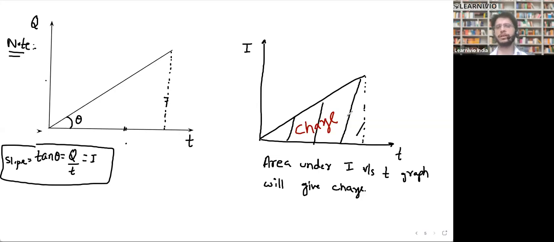So these were the numericals which were there in past 10 years question papers on the simple definition of current. Next, we will do the concept of drift velocity. Can I change the slide now? Yes, sir. So that was just the definition of current.